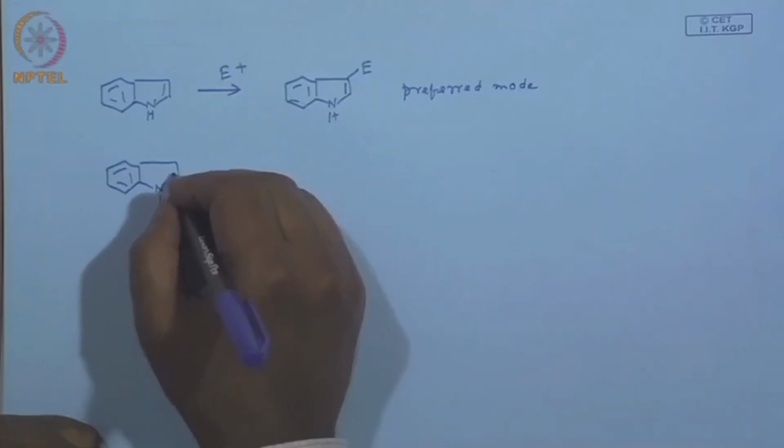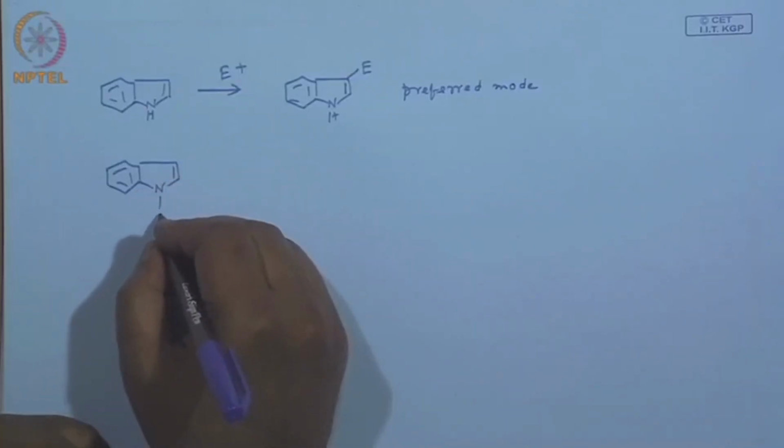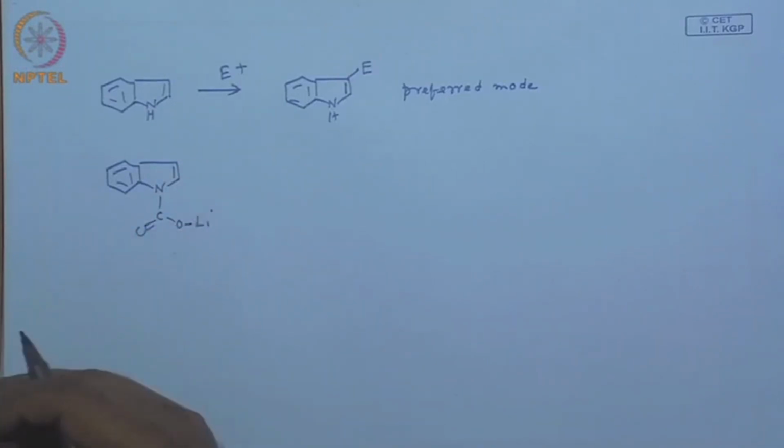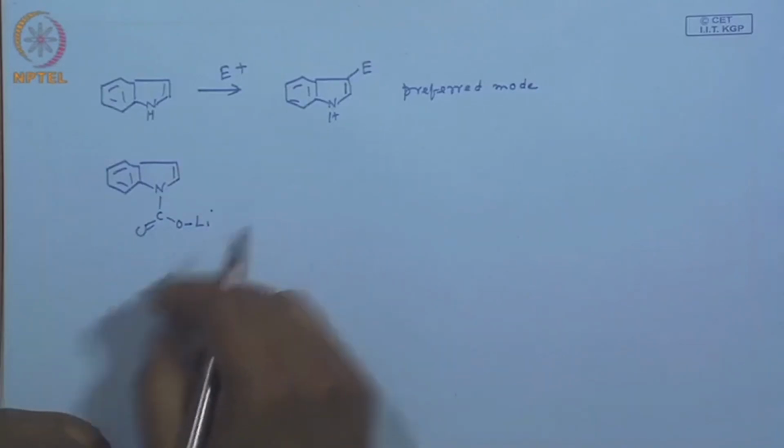In this case, what do you suggest? Boc, MOM, all these things. Okay. But Alan Katritzky, many of you know, is an octogenarian, right? He is above 80. How is that? Okay. So, he just treated the indole with butyl lithium and then treated the lithium salt with carbon dioxide. So, lithium salt and carbon dioxide, what do you get? This nitrogen gets protected.